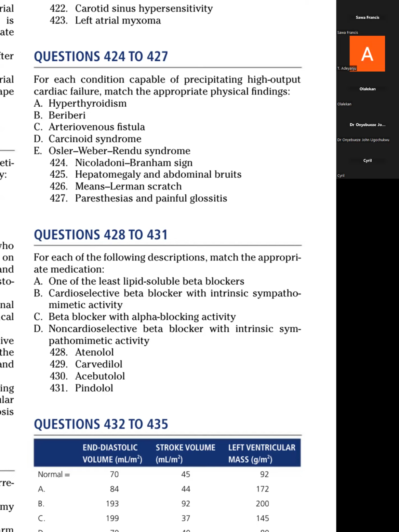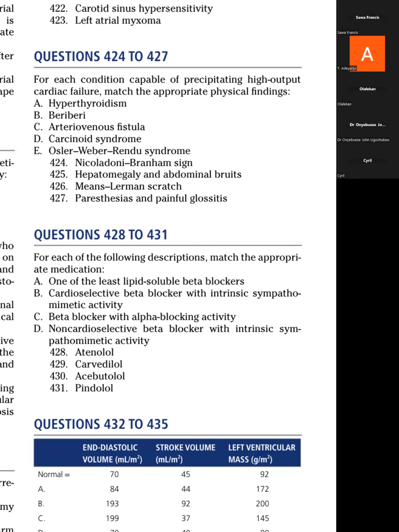Okay. So the next set of questions is 428 to 431. In our options, we have 428 as atenolol, which we all know is the least lipid soluble. Then we have 429, that's carvedilol, which of course has alpha and beta effects, and then there's acebutolol, which is cardioselective with sympathomimetic activity, and then pindolol.